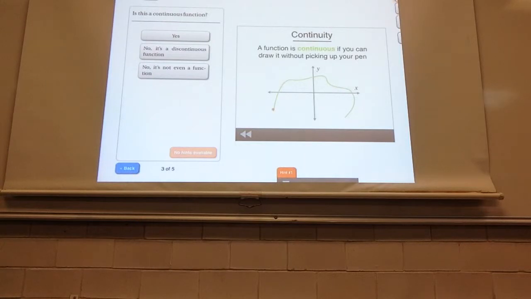Let's try to see if this is continuous. We can start drawing it, and without picking up our pen, we can easily make it from the beginning to the end. So it seems to be continuous, but let's look carefully. At this value of x here, if we draw a vertical line, it crosses the graph in two places, here and here. So this value of x corresponds to two values of y, y1 and y2. If one input creates two different outputs, it's not even a function.